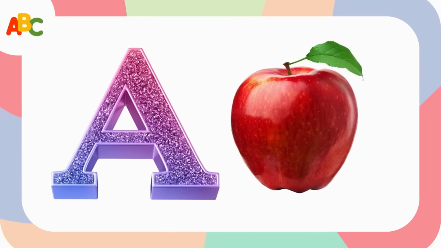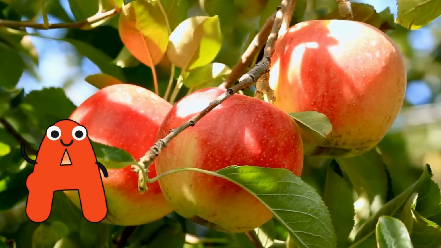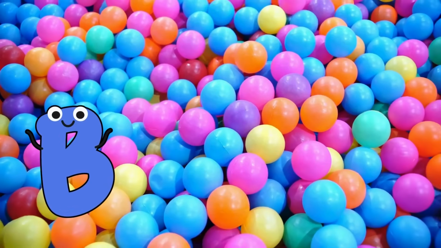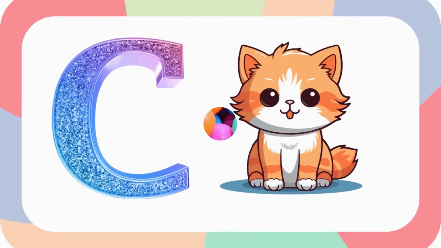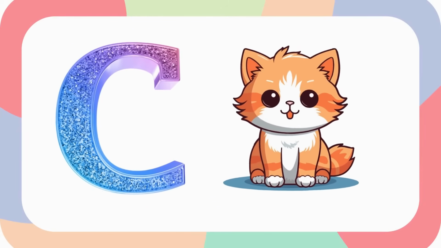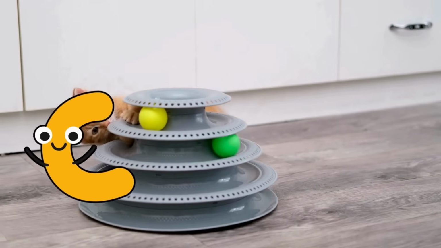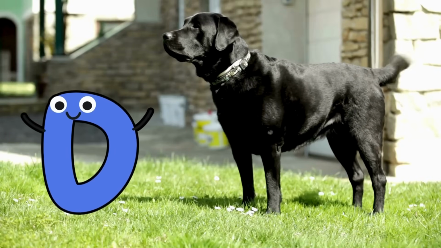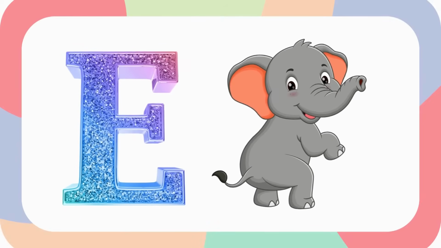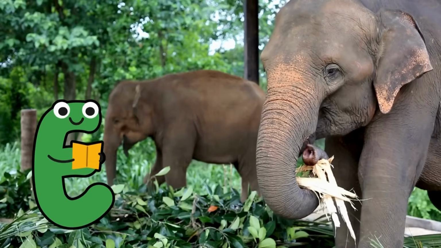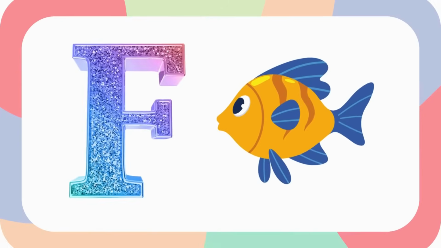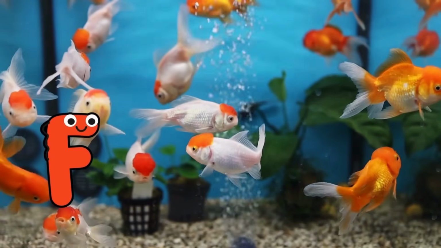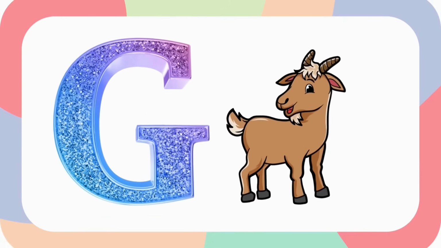A is for apple. B is for ball. C is for cat. D is for dog. E is for elephant. F is for fish. G is for goat.